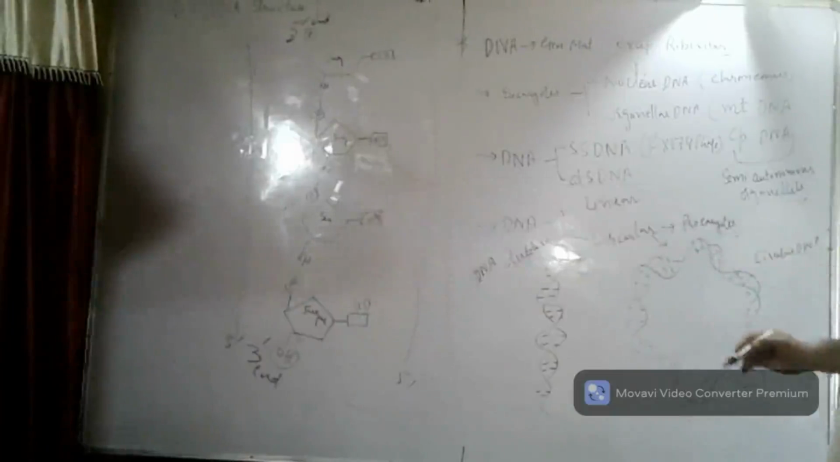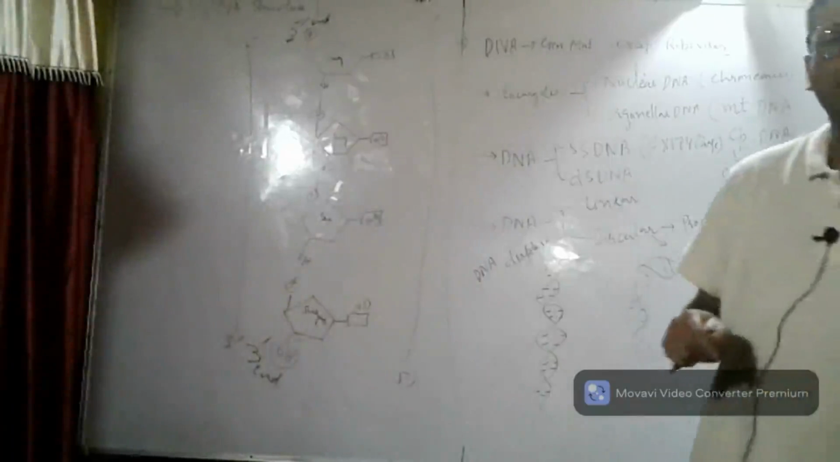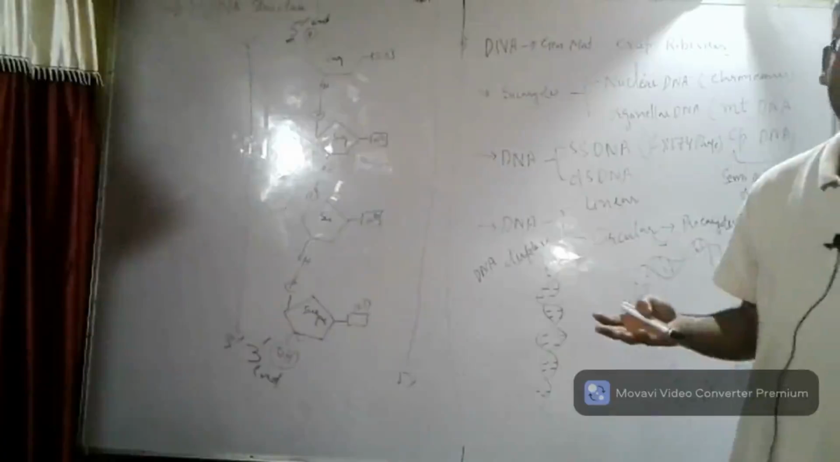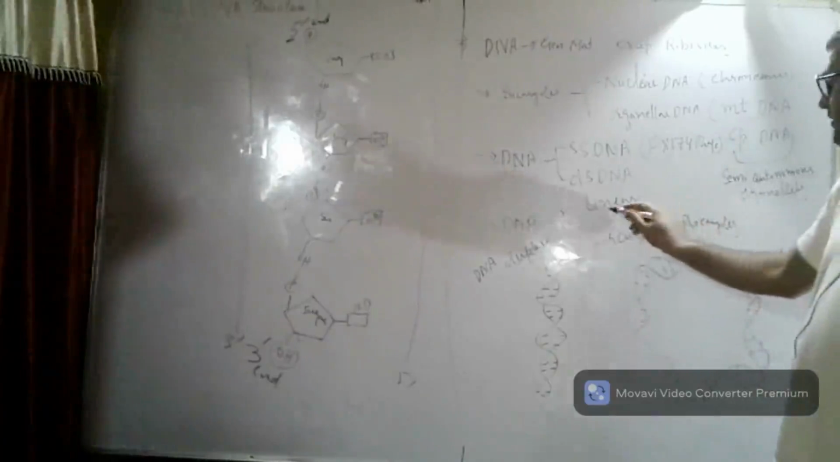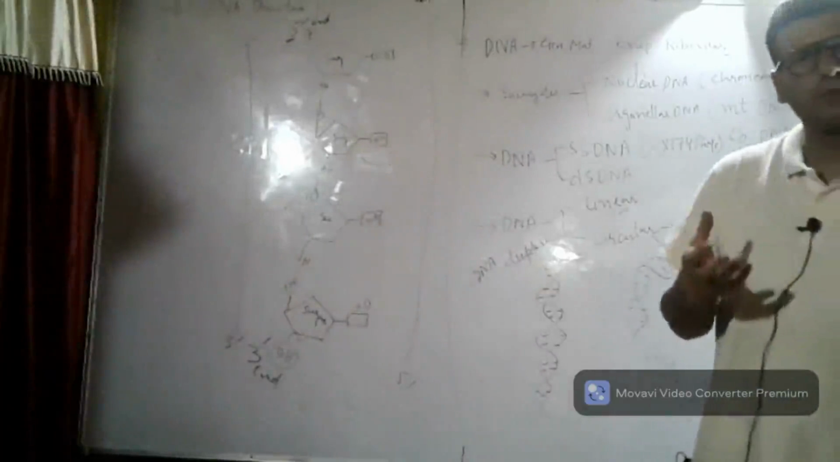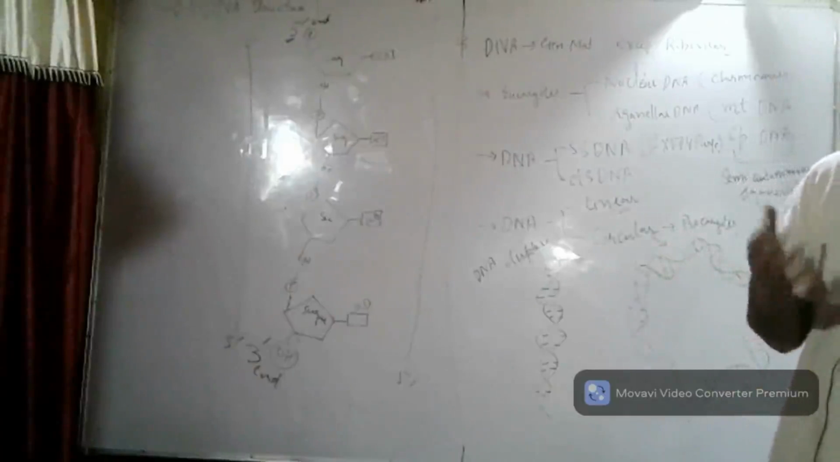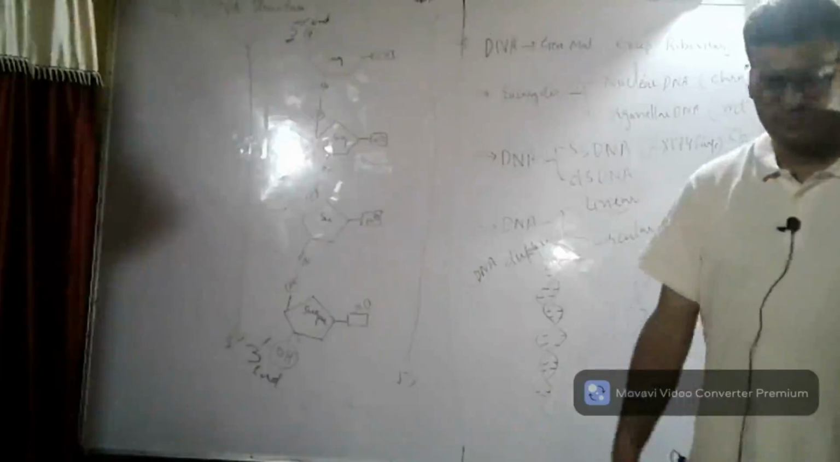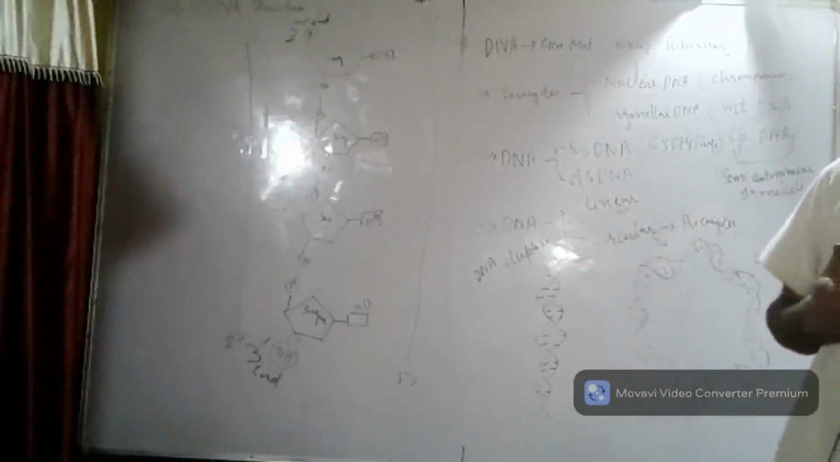Where is this circular DNA found? It is found in prokaryotes, in the nucleoid region as well as in the plasmids. This linear DNA is found in eukaryotic chromosomes, whereas in mitochondria and chloroplast we also have circular DNA, while in the nucleus of eukaryotes we have linear DNA.